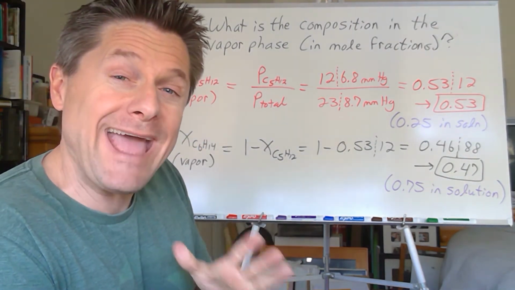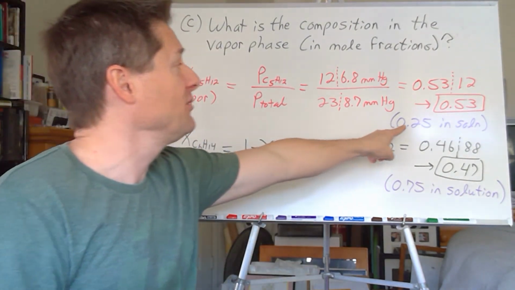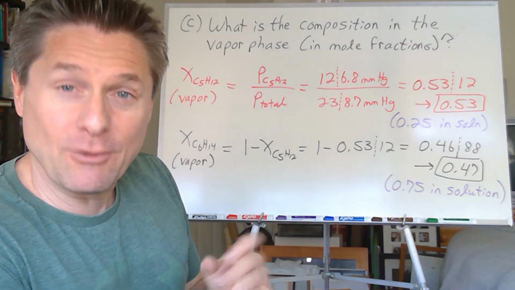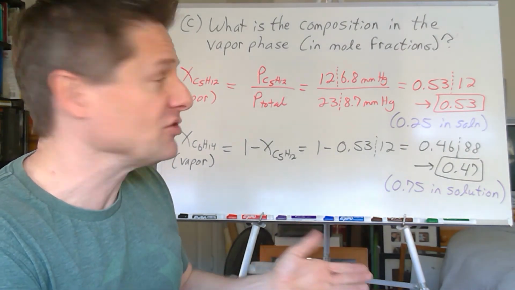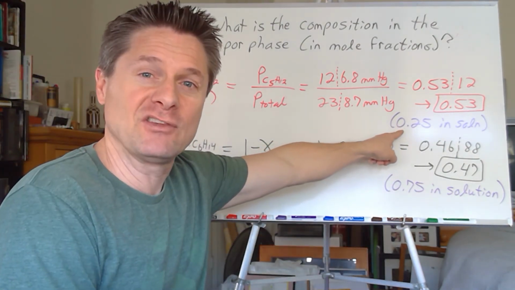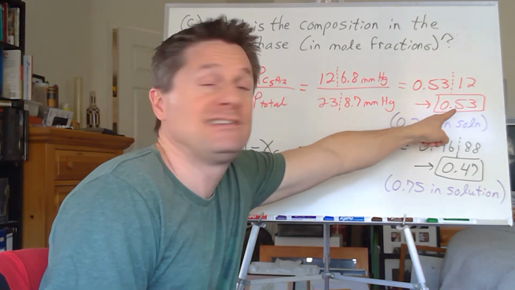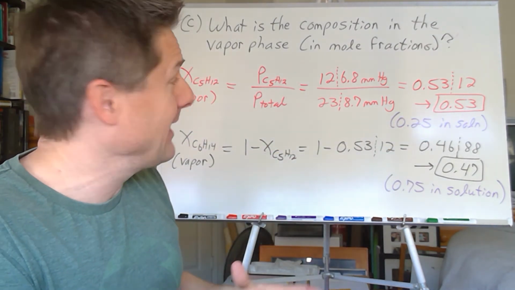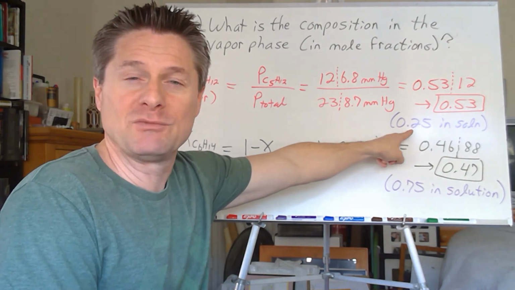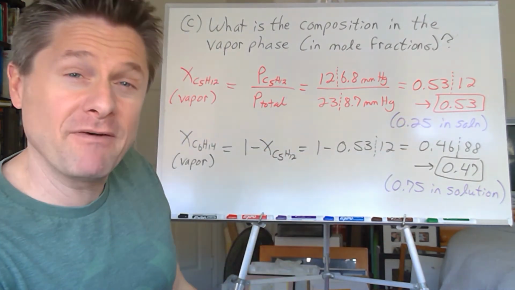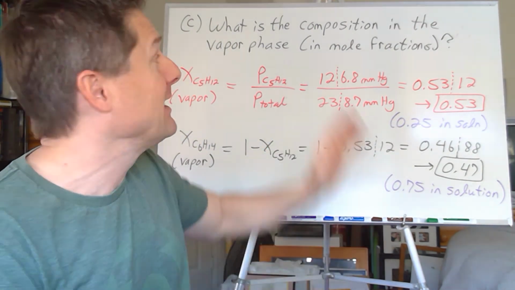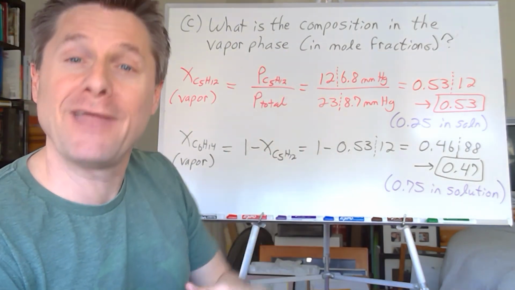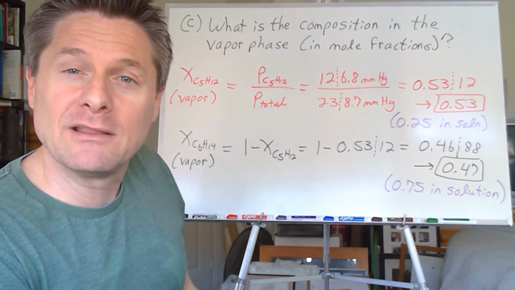Now remember, what was that in the solution? It was 0.25, right? The rounded value was 0.25 in solution. So you had less pentane in the solution, but it almost doubled in the gas phase. So about a fourth of the solution was pentane, and a little over half of the vapor is pentane, because the pentane is more volatile than the hexane, so it enriches in the vapor.